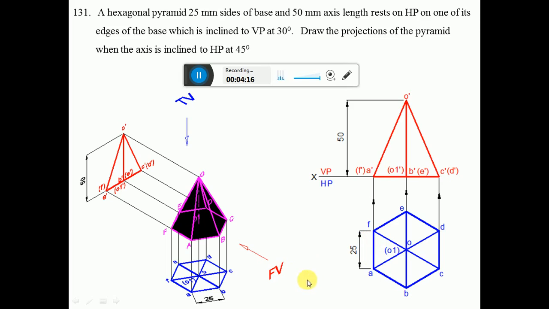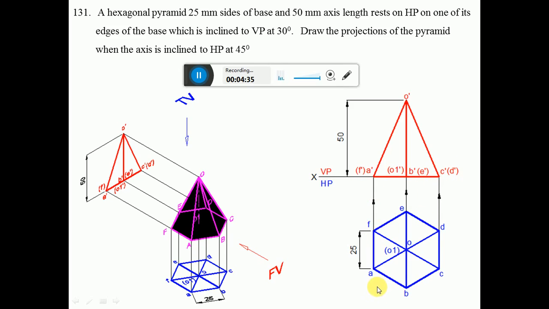Similarly, when you look from the front view, ABC is near to the observer, so A dash, B dash, C dash is visible, and DEF is away from the observer, so D dash, E dash, F dash is invisible. So now we need to write the front view. To write the front view, draw the XY line, and then you project these points to the XY line.